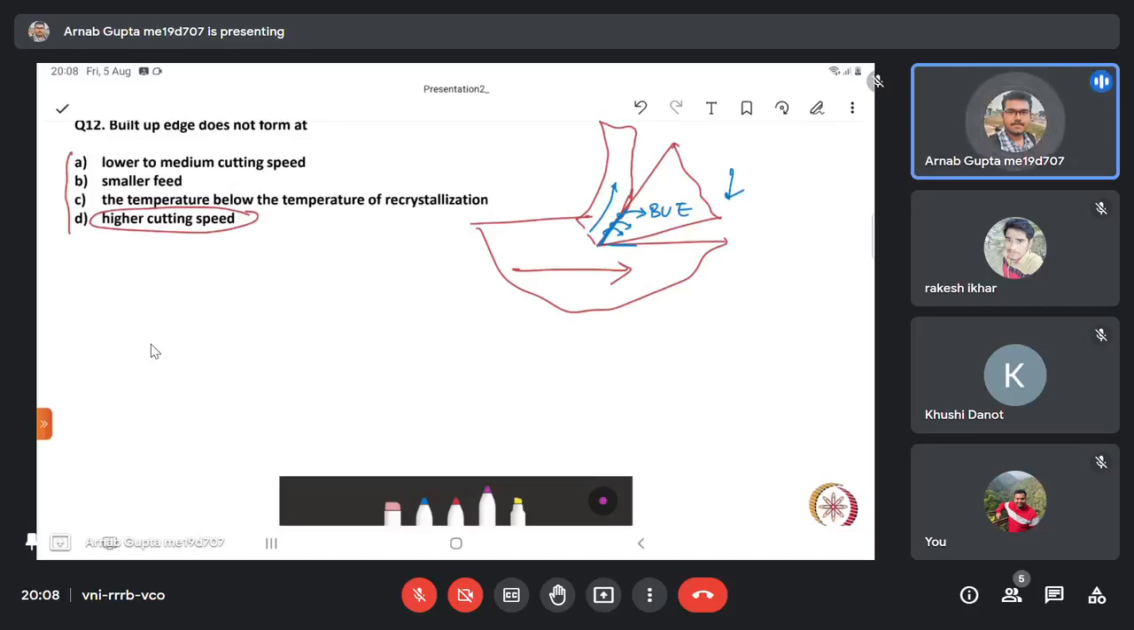At lower and medium cutting velocity. Speed will be small. Yeah, what? Hello? Can you repeat your answer, please?